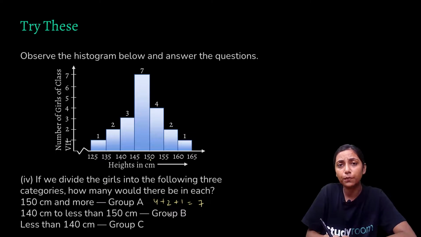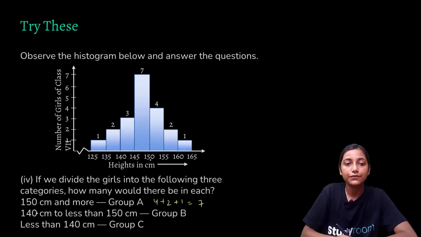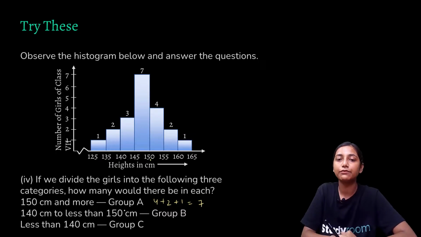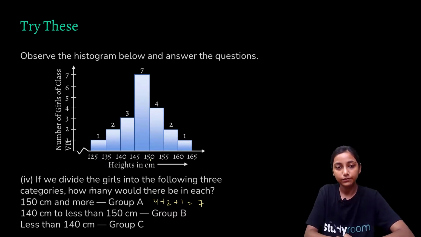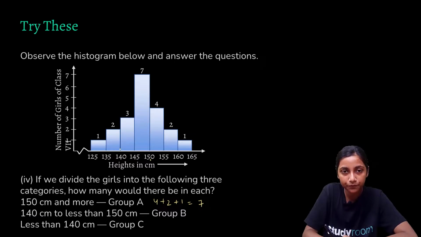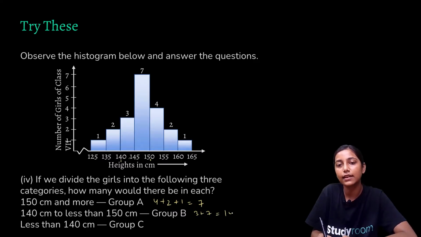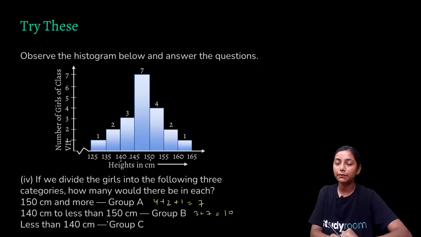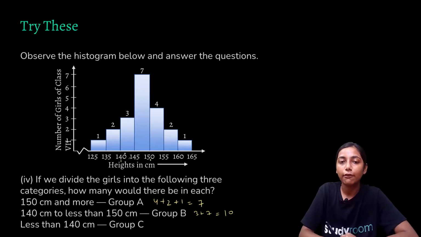The next group is group B. In this we are writing the number of girls who have a height of 140 centimeters to less than 150 centimeters. So from 140 to less than 150. How many girls are there? There are 3 plus 7, that is 10 girls that have a height of 140 centimeters to less than 150 centimeters.